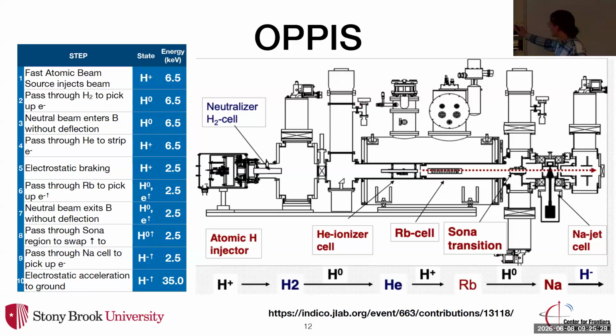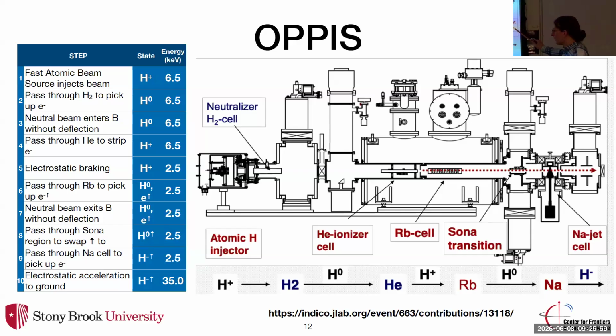And then we are going to pass through this Sona transition region, which is a region where we carefully make the magnetic field go through zero so that the hyperfine transition flips the electron-proton lowest energy state from the electron polarized to the proton polarized. So once we leave here, we actually have a polarized proton inside.